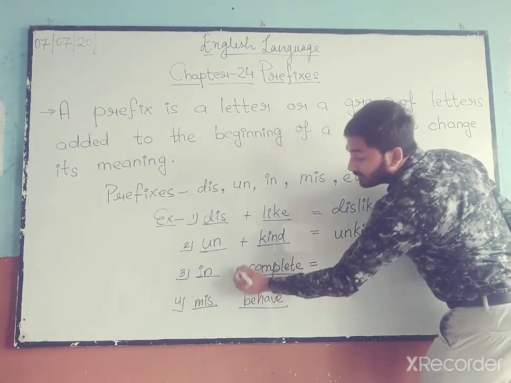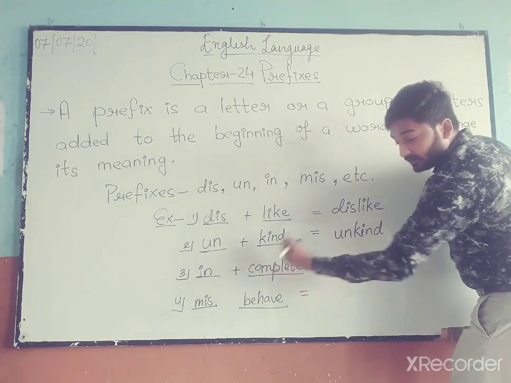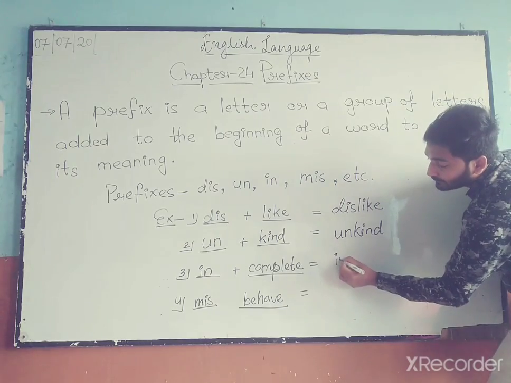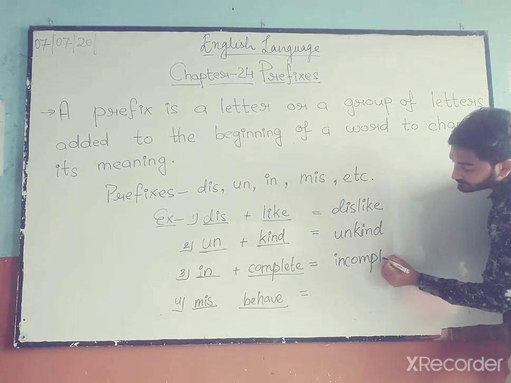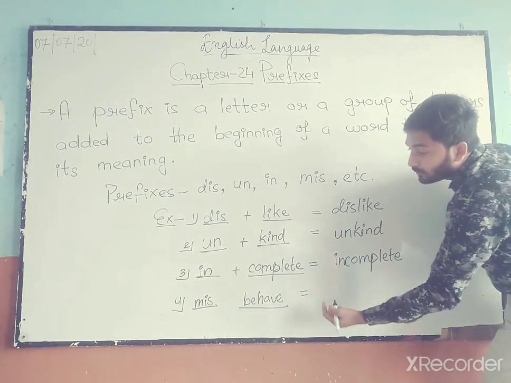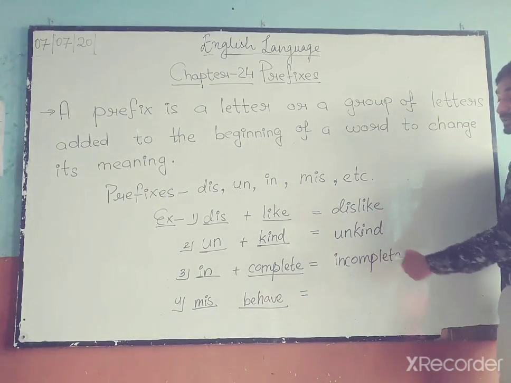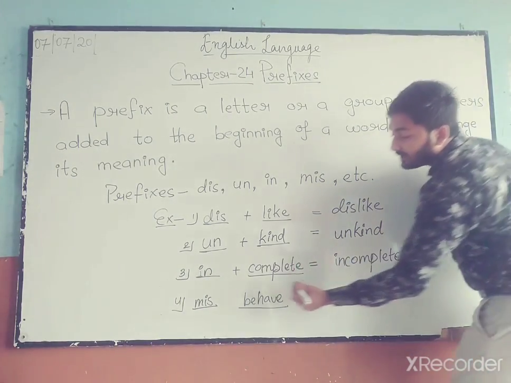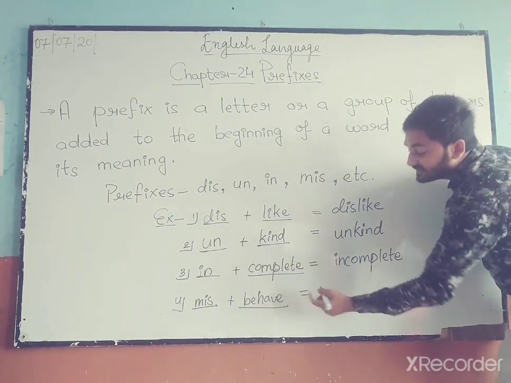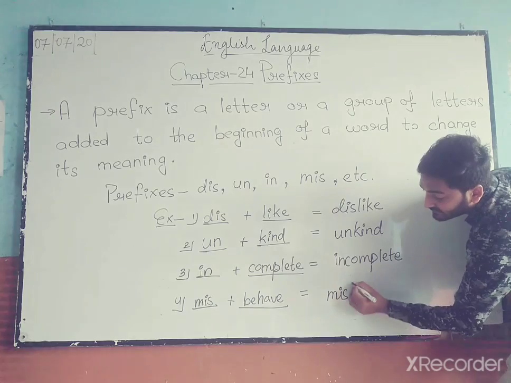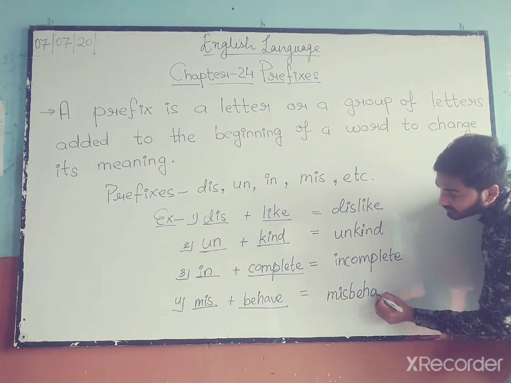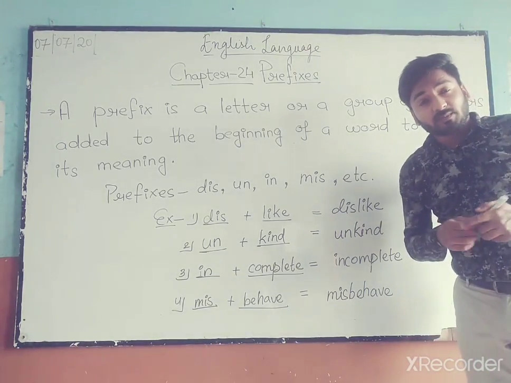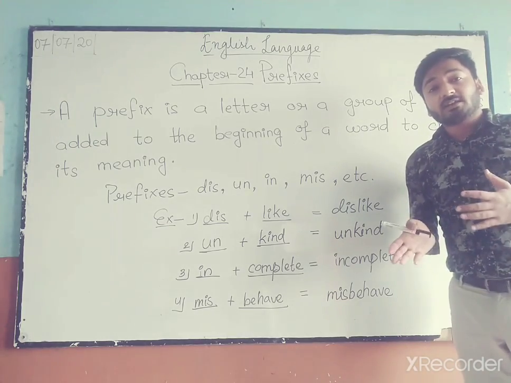Number 3, in plus complete, incomplete. Complete is our root word and in is our prefix. Incomplete is also an antonym of complete. Number 4, misbehave. That's bad behavior. When we add mis with the root word behave, we'll get a new word which is misbehave. It means when we are behaving rudely or in a bad way.